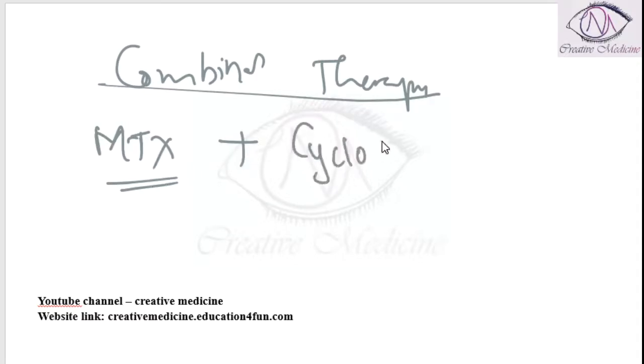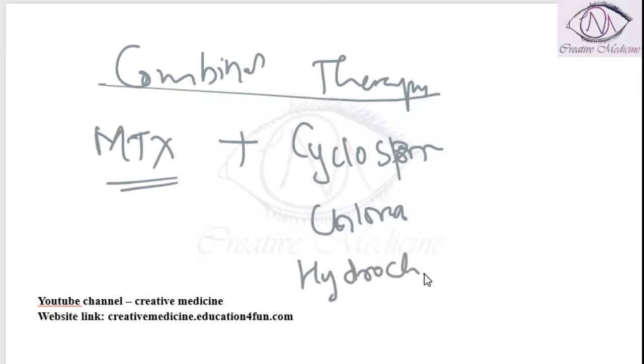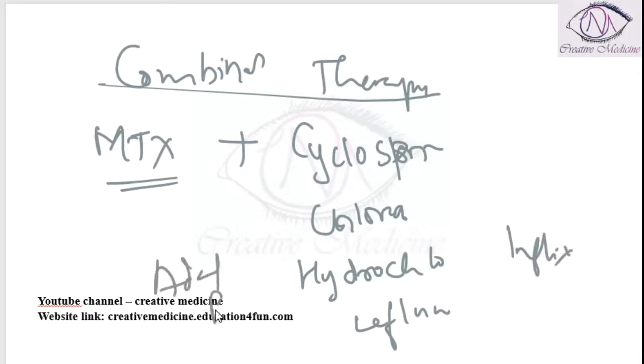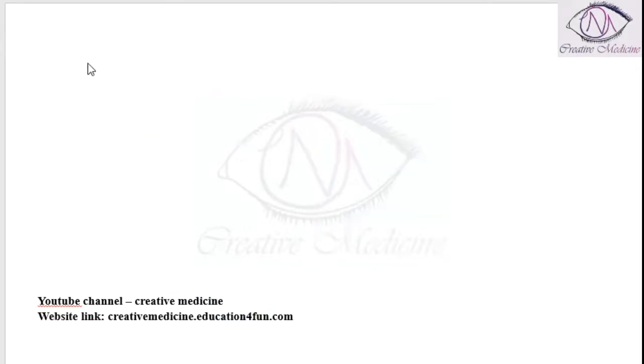So for methotrexate, we can add cyclosporin, chloroquine or hydroxychloroquine, leflunomide, infliximab, adalimumab, rituximab, and etanercept as a combination therapy.